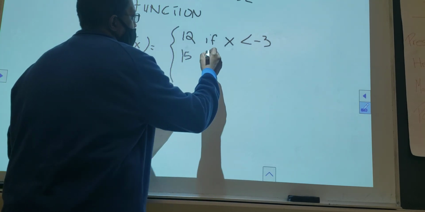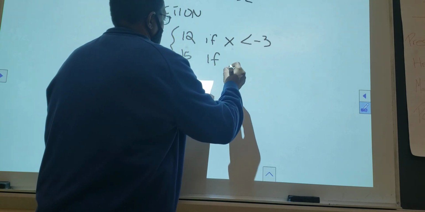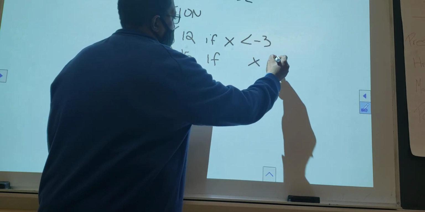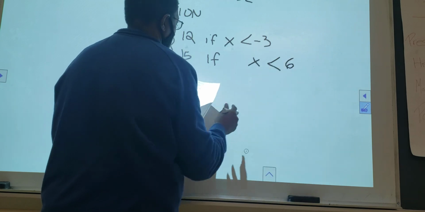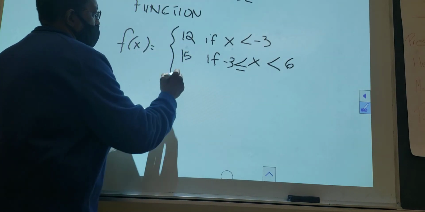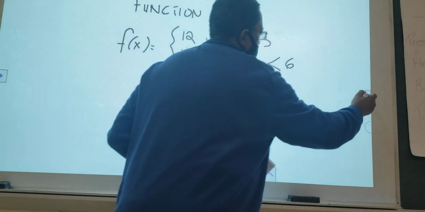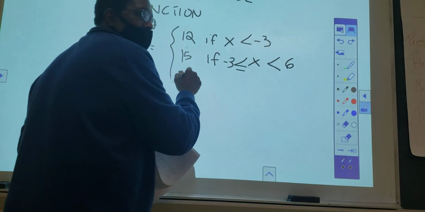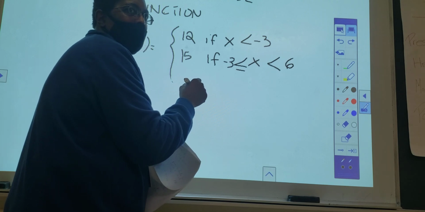This is 15 if x is less than 6 but greater than or equal to minus 3. And this is 20. How am I doing on time? 3 minutes.